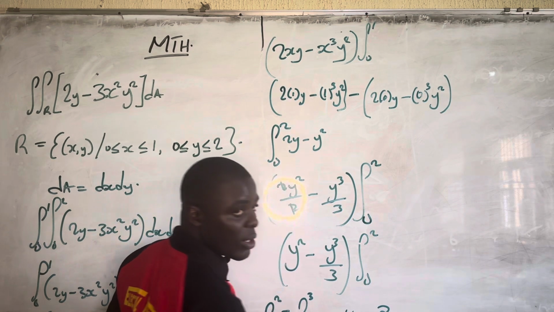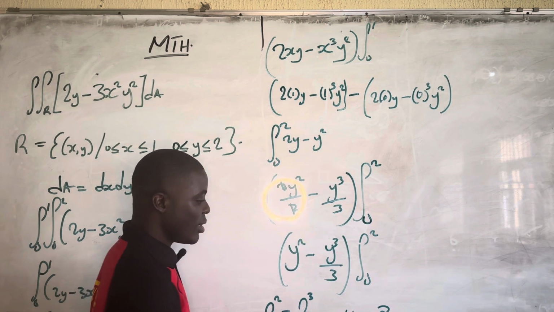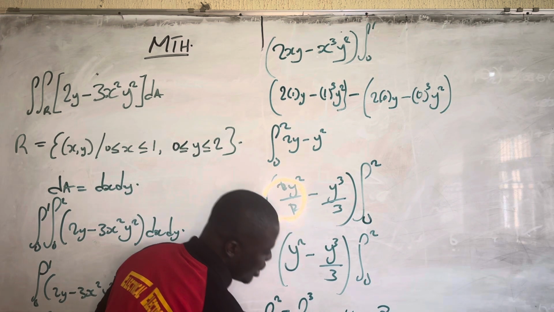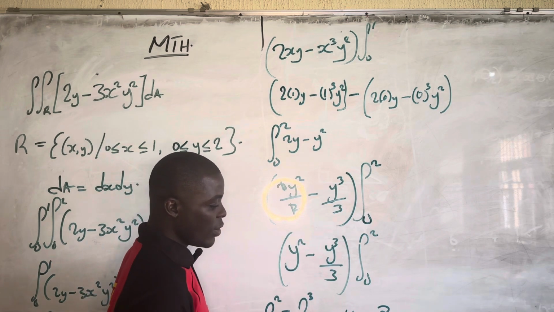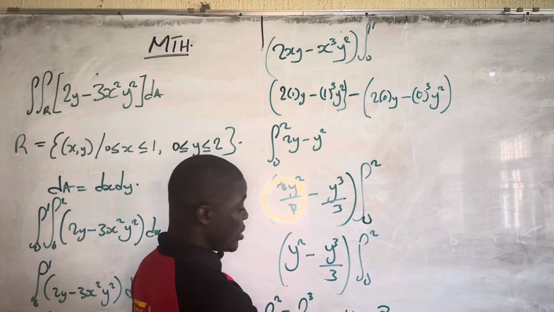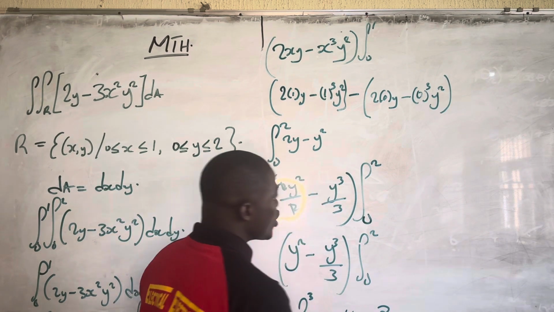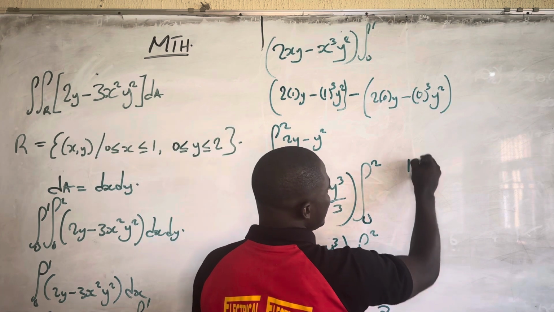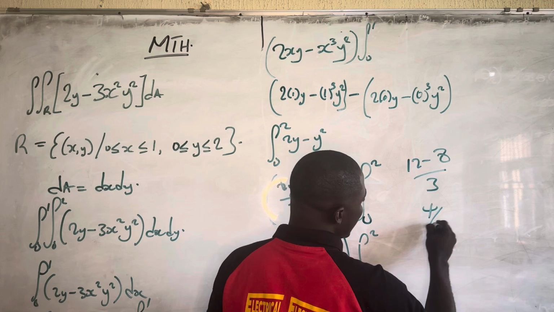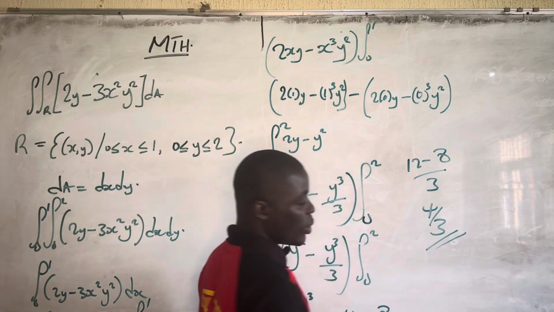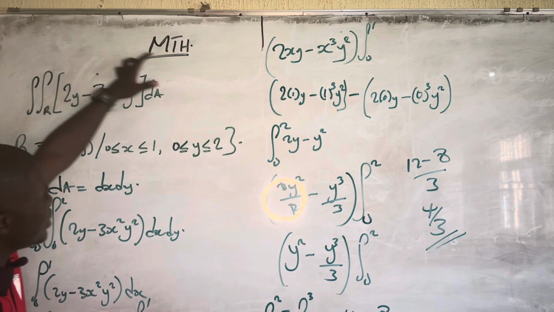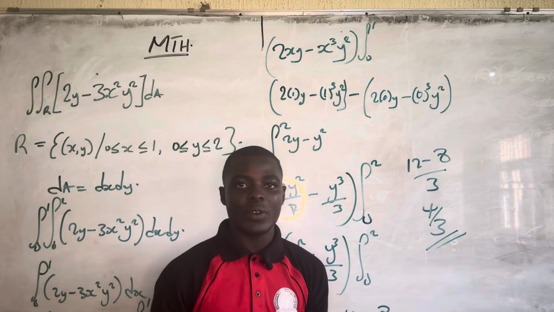In elementary mathematics, you look for the LCM. The LCM here is 3. Let's say the 4 is over 1. 1 into 3 gives us 3, and 3 multiplied by 4 gives us 12. Minus 8 over 3. So we have 12 minus 8 divided by 3, and 12 minus 8 gives us 4 divided by 3. So the final answer to our double integral of this function is 4 over 3.